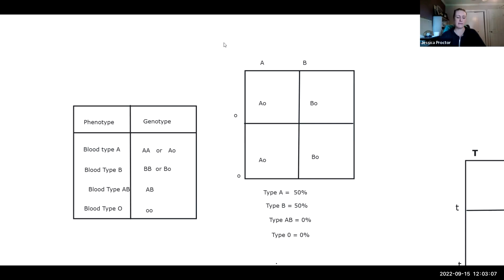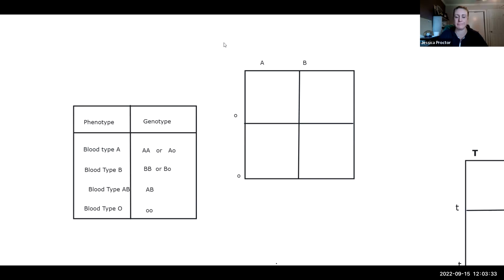Essentially, what that means is every single time this mom and dad produce a child, they have an equal likelihood of having a child with blood type B or blood type A. Equal chance. Now, with some of the ABO blood typing, we're going to need to do more than one Punnett square in order to come up with our answer. I'll give you an example in just a moment.